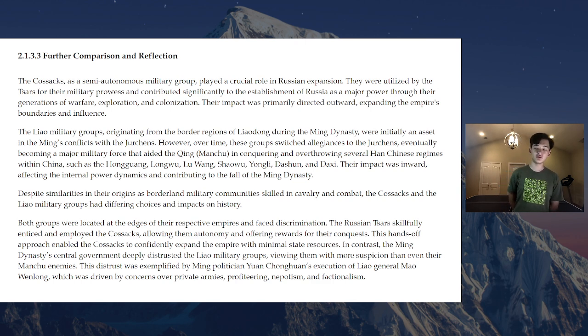So these two groups, despite both being skilled in cavalry and combat, had differing choices and impacts on history. They were both located at the edge of their respective empires and faced discrimination. The Ming dynasty deeply distrusted the Liao military groups, while the Tsar only allowed the Cossacks to operate autonomously.